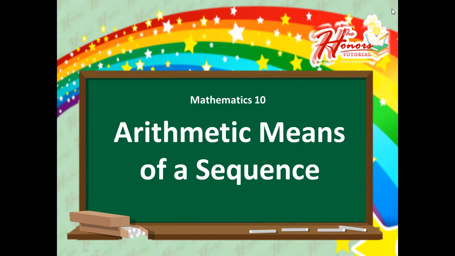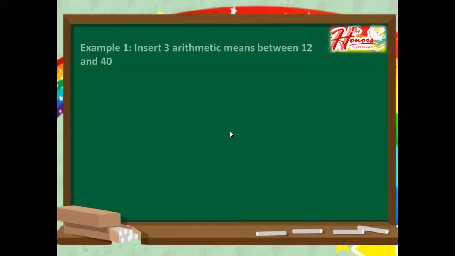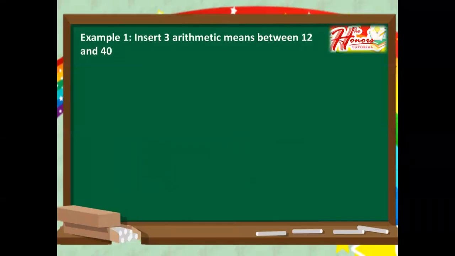Our topic for today is about arithmetic means of a sequence for Mathematics 10. And let's have our examples. Insert three arithmetic means between 12 and 40. And this is what you're going to do. Let's write the solution here.